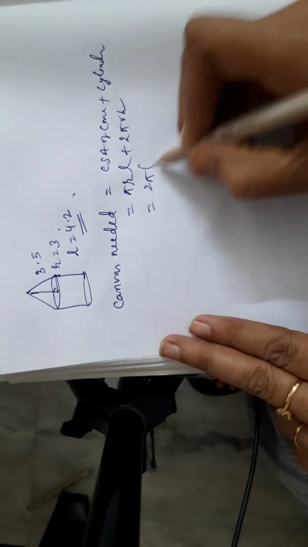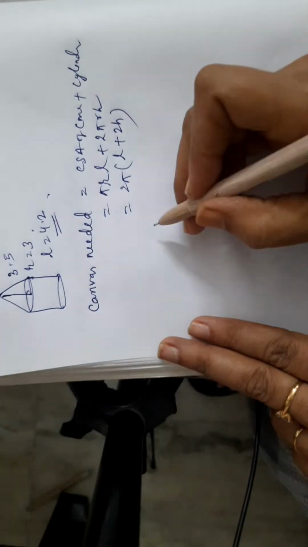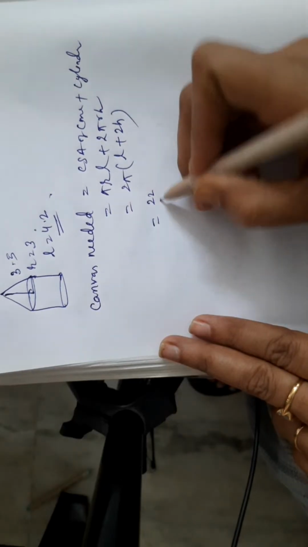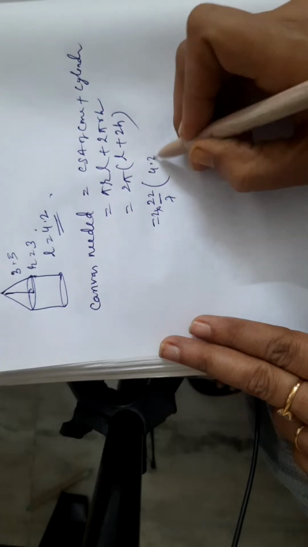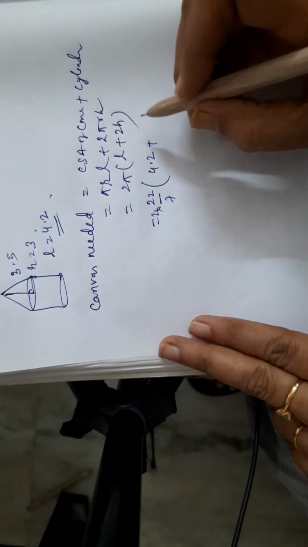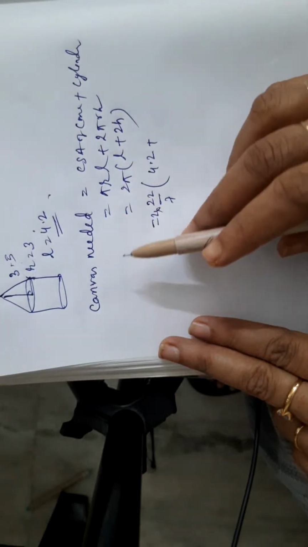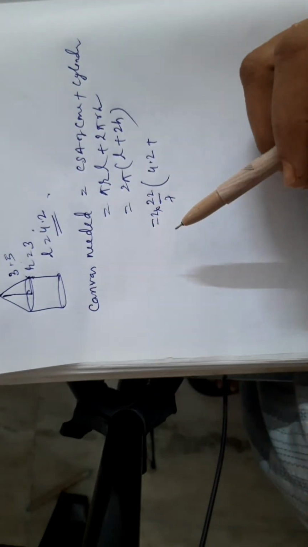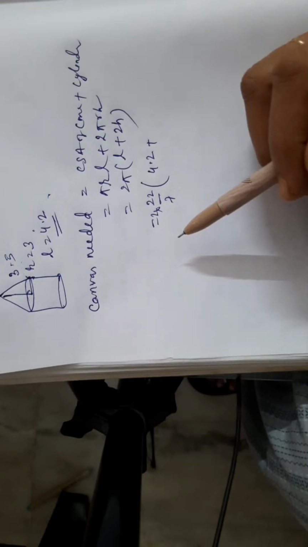Pi r can be taken common, so it is L plus 2H. Now replace pi with 22 by 7. L is given 4.2. 2 multiplied by height. Height is 3.5, the cone's height. Here, the cone's height is given, for the cylinder the height is needed. The slant height of the top is 4.2.